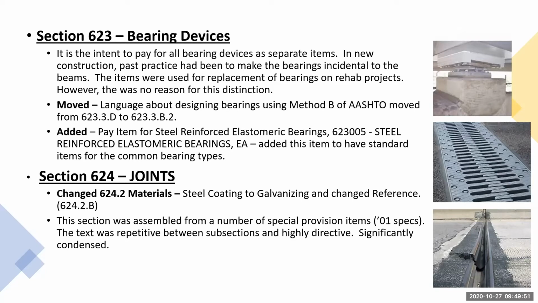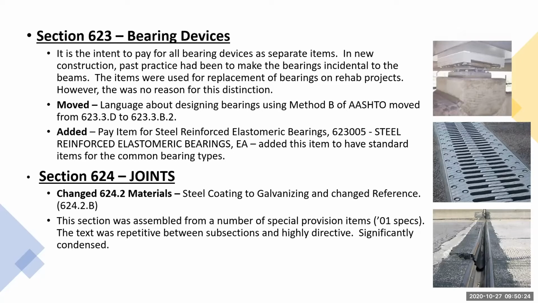Also, we moved language about designing bearings. It's always been in there about using method B of AASHTO, but it was moved up in the specification to a different location. And we added a pay item for steel reinforced elastomeric bearings. Before, steel reinforced elastomeric bearings were paid under elastomeric bearings. There was no difference, but they are different bearings. So we added a pay item to separate those out.